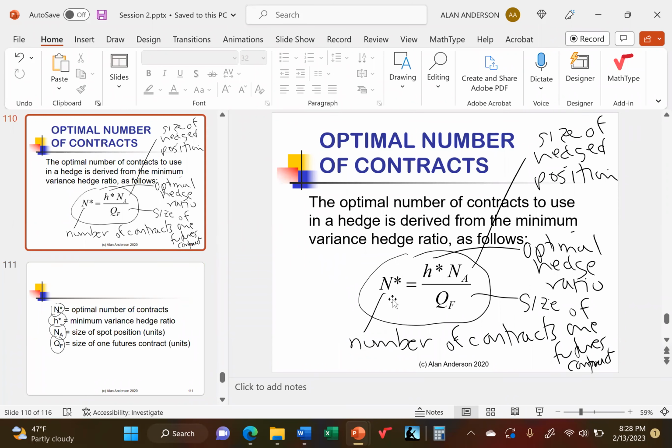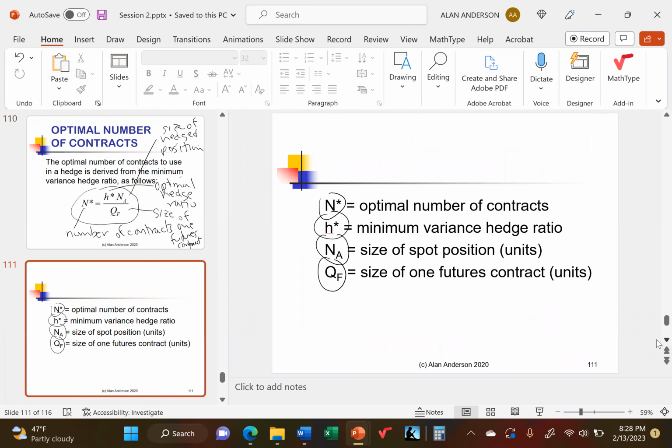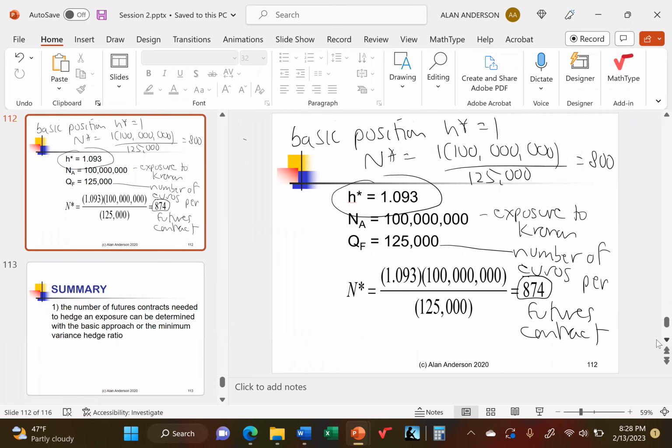Okay, so let's tie all this together with a numerical example. So remember, before we calculated our hedging ratio is 1.093 based on the standard deviations of the spot asset and the futures contract and the correlation between them. We are going to hedge the purchase of 100 million kroner. So NA is 100 million. Each futures contract has 125,000 euros. So you throw all these together, and it turns out that ideally we hedge our position with 874 futures contracts on the euro. And that will keep our risk as low as possible, given that there isn't a contract for the Swedish krona.